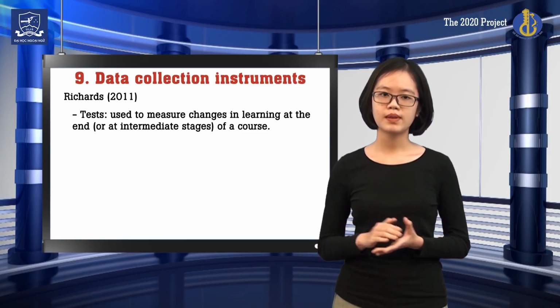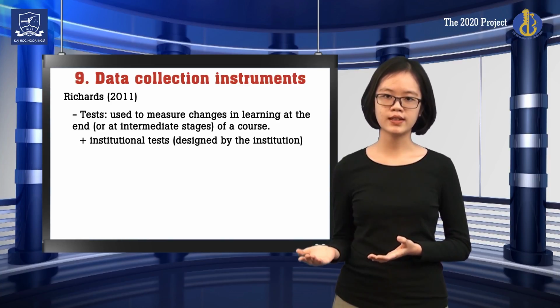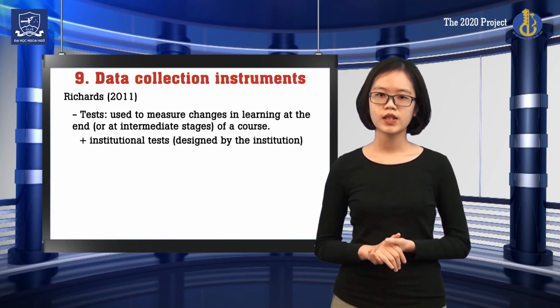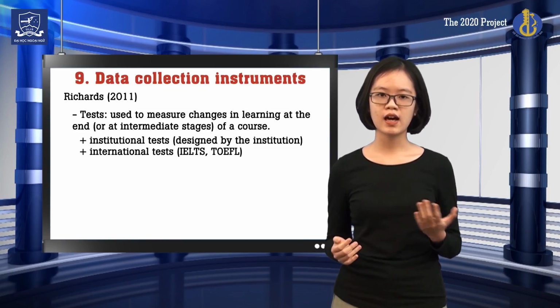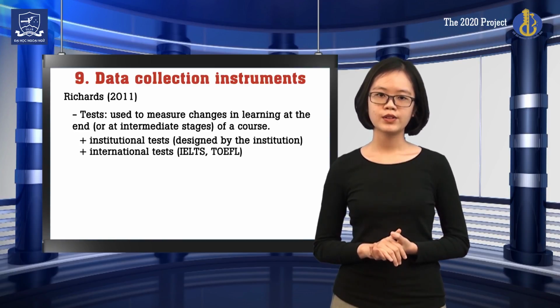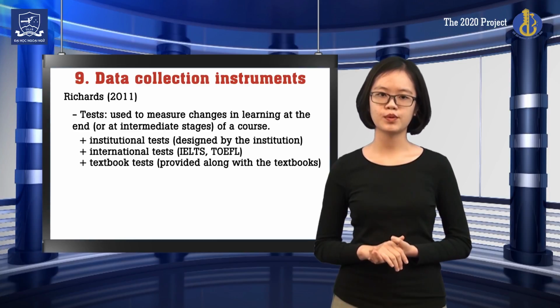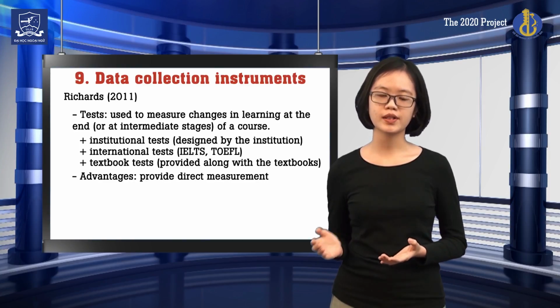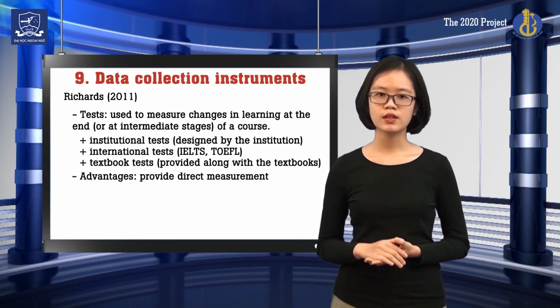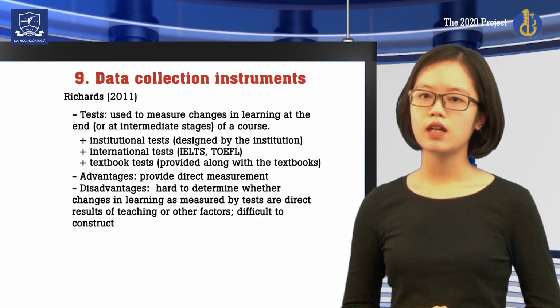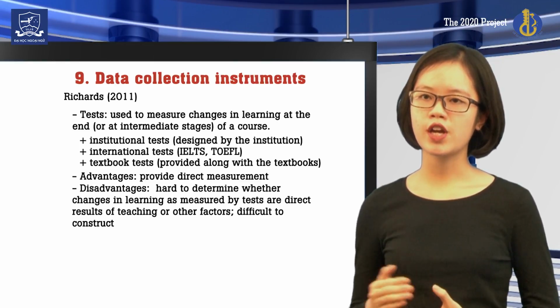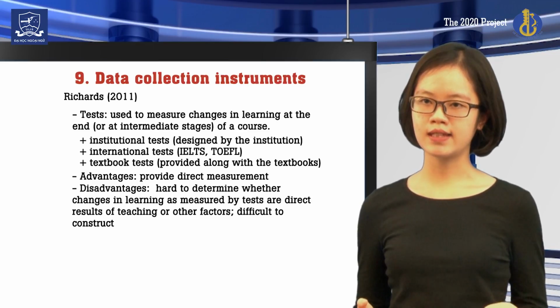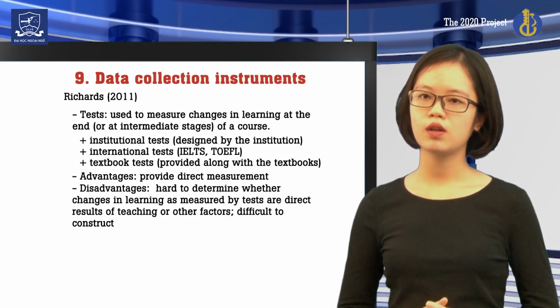There are three types of language tests: institutional tests designed by the institution, international tests such as the IELTS or TOEFL, or textbook tests provided along with the textbook. The advantages are that tests can provide direct measurement of achievement, especially criterion-referenced tests. About the disadvantages, it may be hard to determine whether changes in learning as measured by tests are direct results of teaching or other factors.